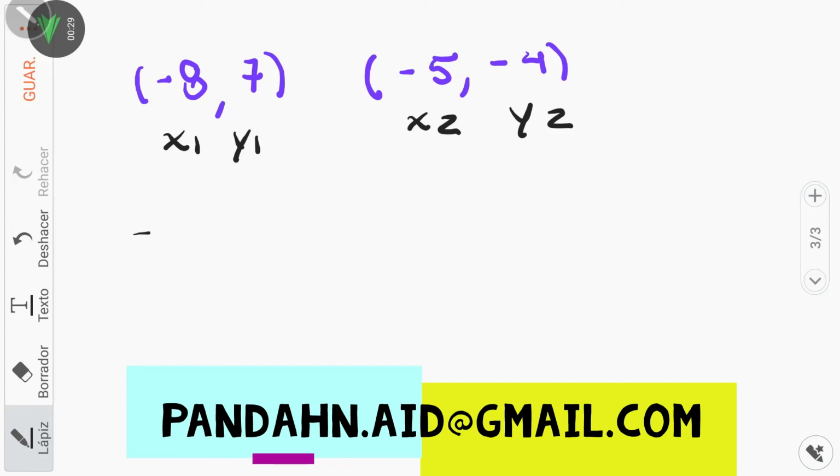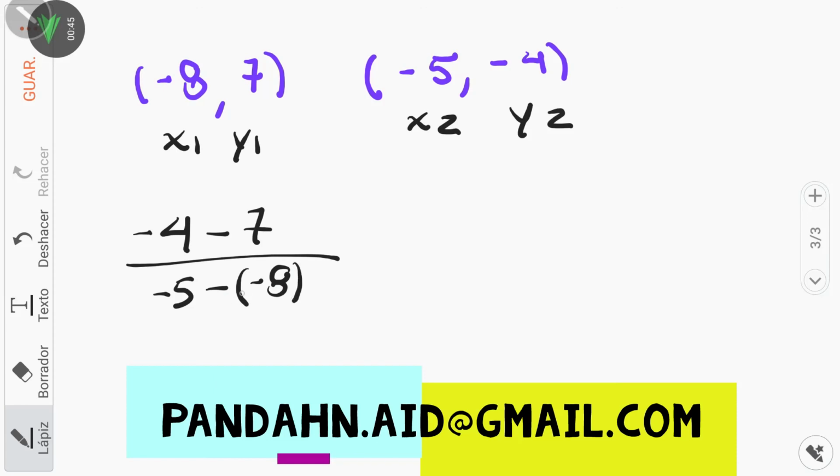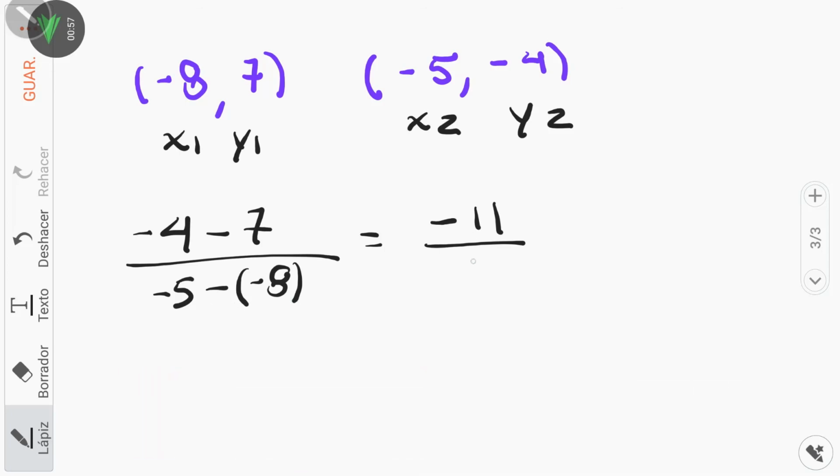So it will be negative 4 minus 7 over negative 5 minus, and here is something really important. You must not forget the sign. So here I'm going to write a parentheses and I'm going to write negative 8. Really, do not forget the sign. That is a really important step. So then just add as normal. Negative 4 minus 7, that is negative 11. And negative 5 plus 8, it will be then 3. And that is the answer to this, or the slope of these 2 points.